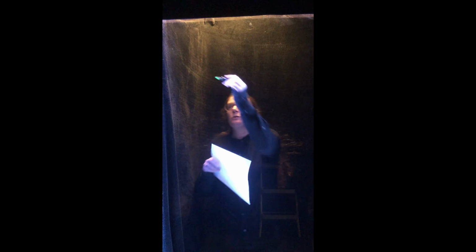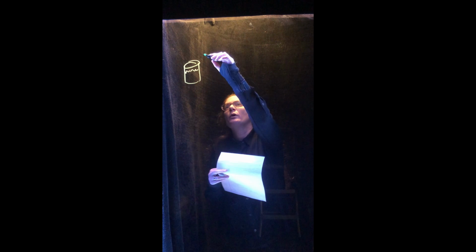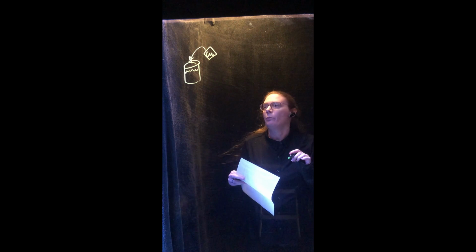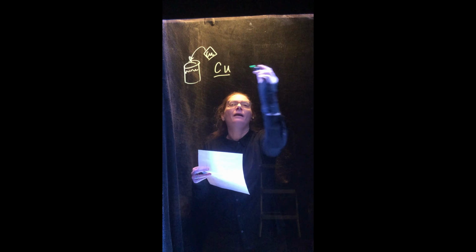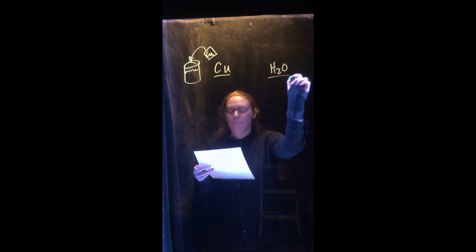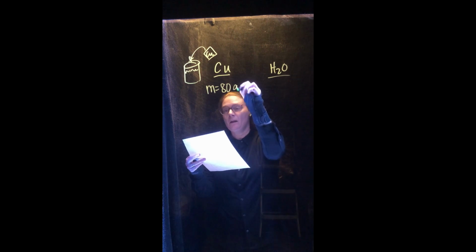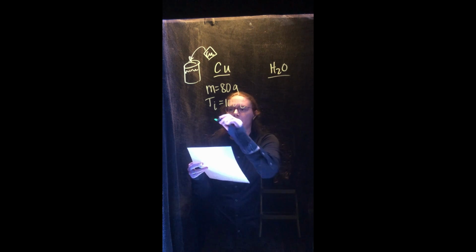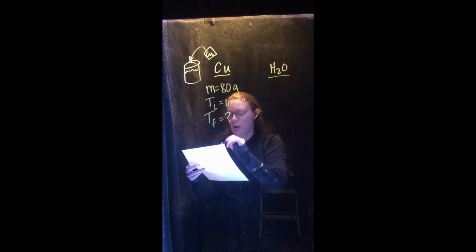What do we have? We are going to have a bucket with some water in it, and we're going to take a hot bit of copper and dump it into the calorimeter with water. Exciting, right? So our two objects are the copper and the water. We have 80 grams of copper, and it is coming out of boiling water, so its initial temperature is 100 degrees C. The final temperature, that's what we want, question mark.